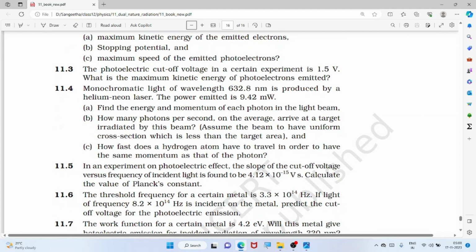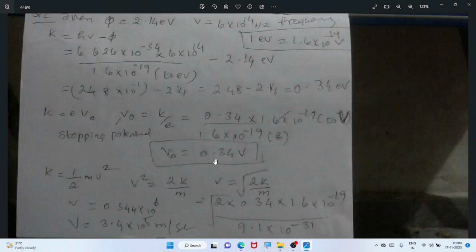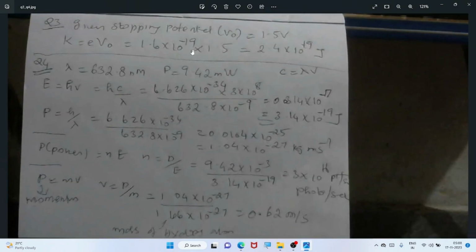The photoelectric cutoff voltage, this is the stopping potential, is given. What is the maximum kinetic energy of the photoelectron emitted? From the stopping potential, eV naught is the kinetic energy. Stopping potential is given. Charge of the electron is 1.6 into 10 power minus 19. So this many joules is the kinetic energy.